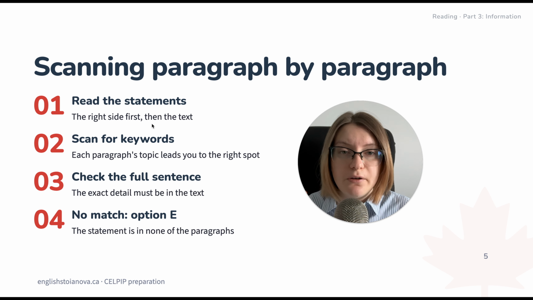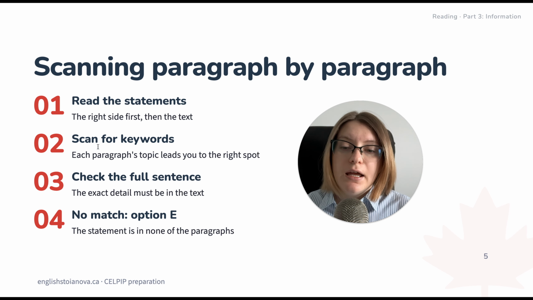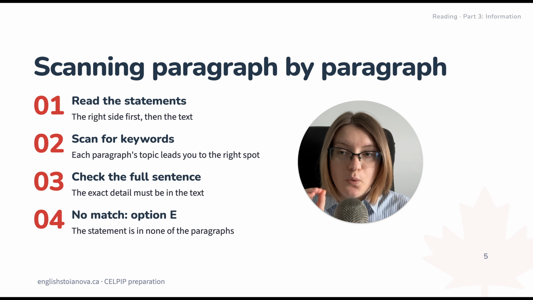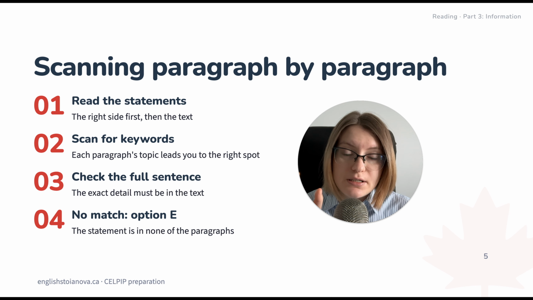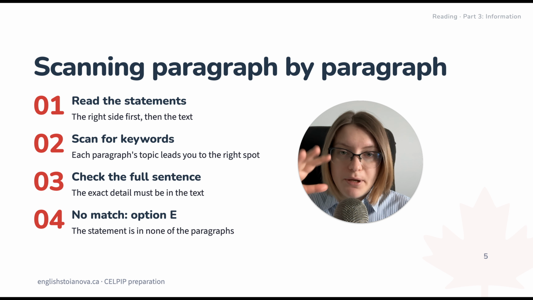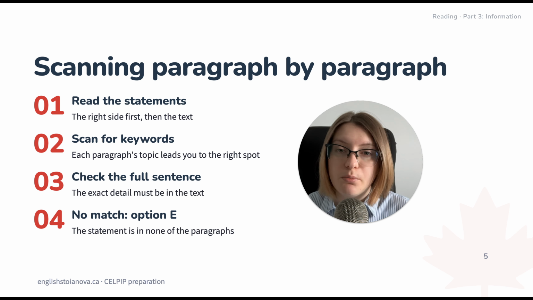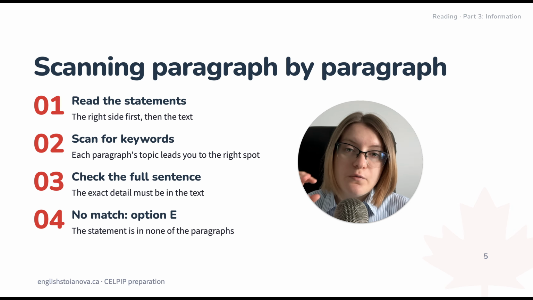And then you work paragraph by paragraph. You read paragraph A and try to think which of these statements can be matched. You read paragraph B and think which of the statements can be matched. Each paragraph topic leads you to the right spot. Those texts are very well structured, and the very first sentence in every paragraph will tell you exactly what it is going to be about. Let's say today we'll read about a natural phenomenon called Aurora Borealis, right? So everything will be dedicated to that. However, each paragraph will focus on a specific aspect of this phenomenon.